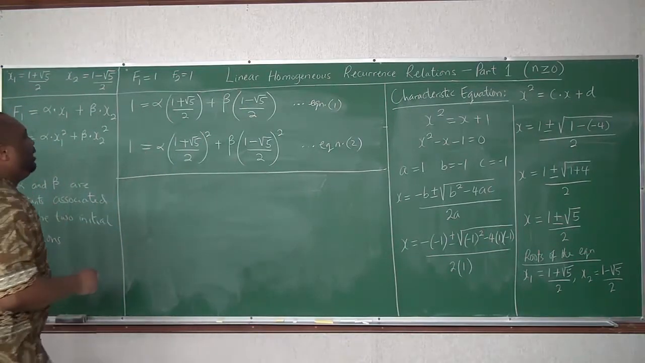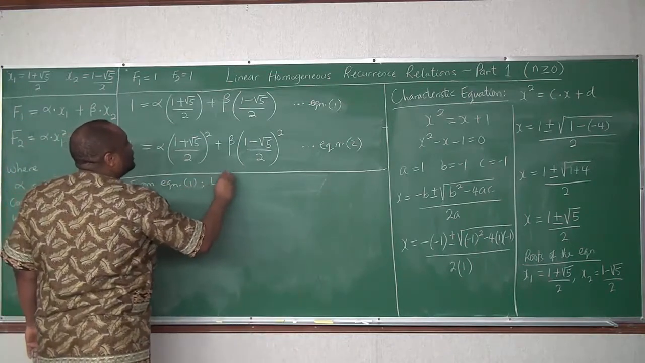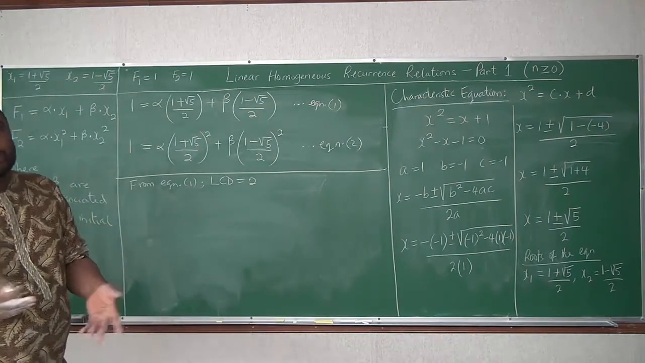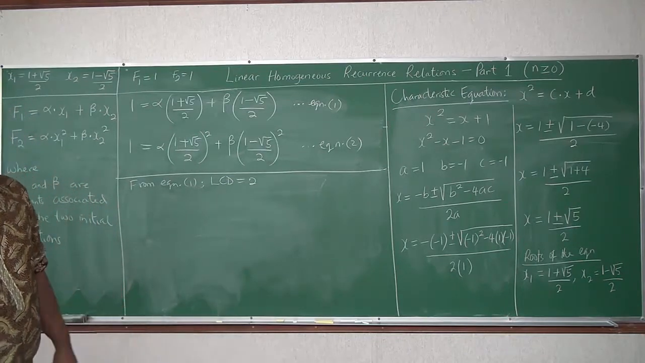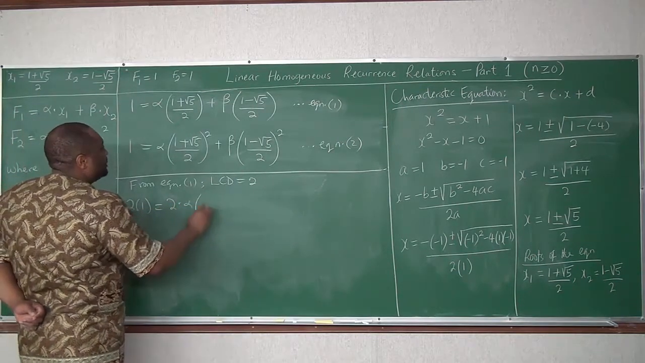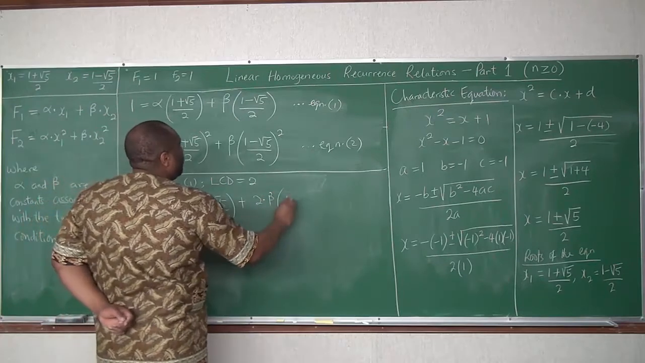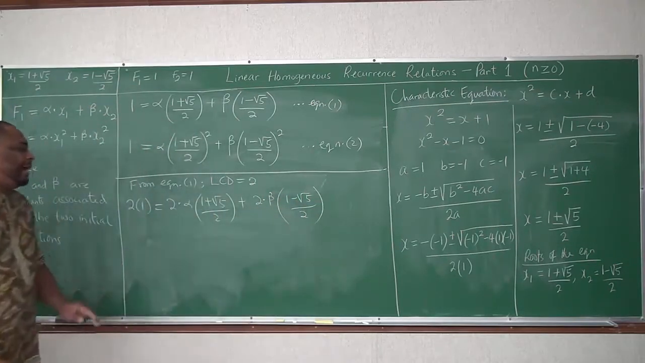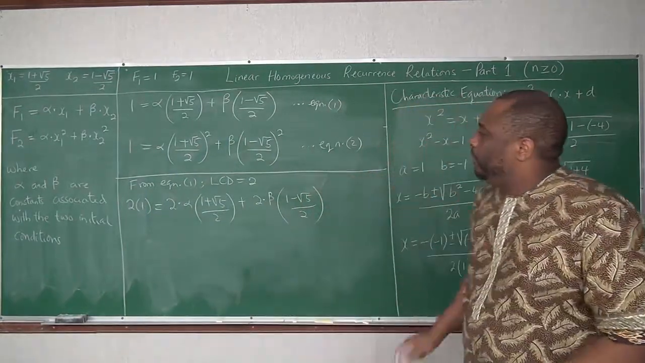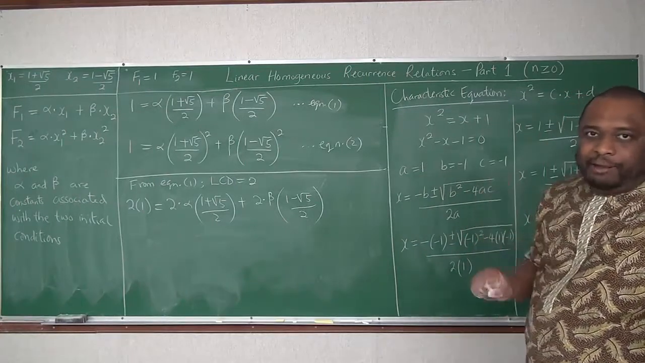From equation 1, we can see that the LCD is 2. So we multiply everybody by 2, so we can remove the fractions. So 2 times 1 is equal to 2 times alpha times (1 plus root 5) over 2 plus 2 times beta times (1 minus root 5) over 2. I'm using alpha and beta. I have used a lot of English letters, C, D, E, F, x1, x2, and I don't want to confuse you again. So let's use alpha and beta. These are Greek letters.